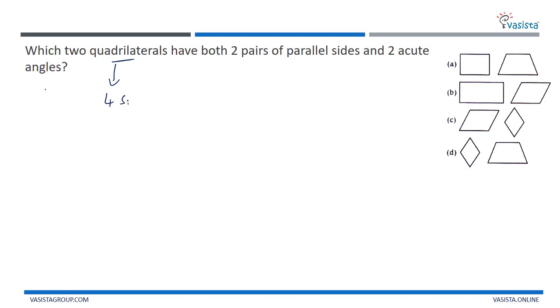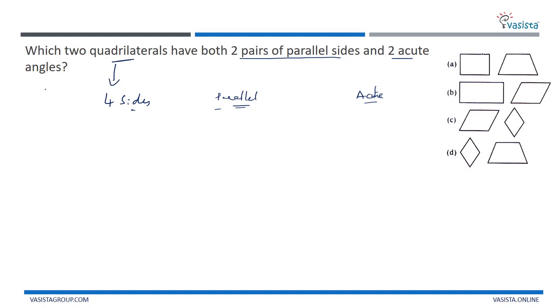This is four sides and two pairs of parallel sides. That is parallel sides, two pairs. You need to check, and two acute angles. Acute angle. So you have to check with three conditions. First of all, if you take the first example, so here what happens?